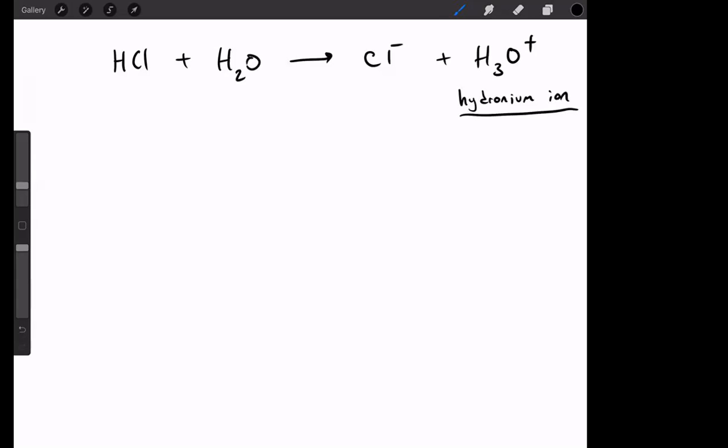Hydronium ion. Okay, and so you know that this is an acid. How can you tell that this is an acid specifically? Well, notice that it starts the formula with hydrogen, so this indicates to you that it's an acid.